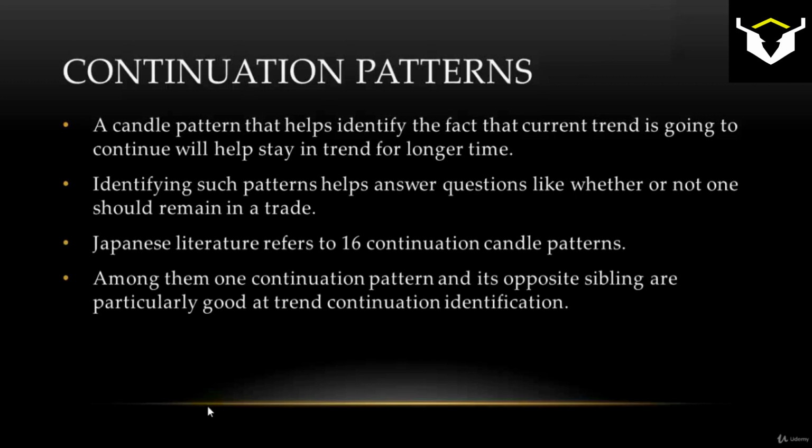Our next patterns are continuation patterns. A candle pattern that helps identify that the current trend is going to continue will help us stay in the trend for a longer time. Identifying such patterns helps answer questions like whether or not one should remain in a trade. Japanese literature refers to 16 continuation candle patterns. Among them, one continuation pattern and its opposite sibling are particularly good at trend continuation identification.